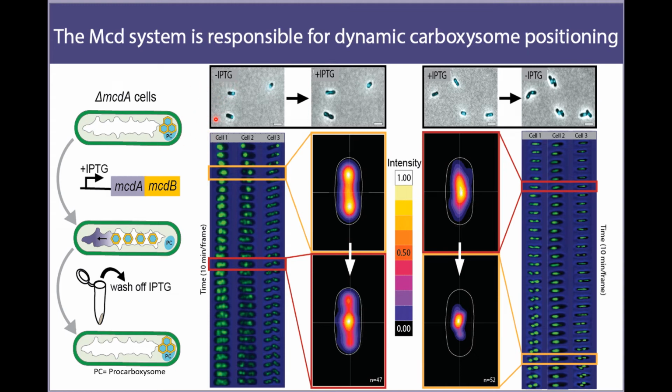Carboxysomes assemble at the pole, they bud off of this procarboxysome, they mature and get pulled onto the nucleoid and get distributed, and eventually when dying, they're shuttled back to the poles to be disassembled, and their components are recycled to form new carboxysomes. This MCDAB system is solely responsible for the experimental evidence we see and is a really strong connecting factor between these stages of the carboxysome life cycle.